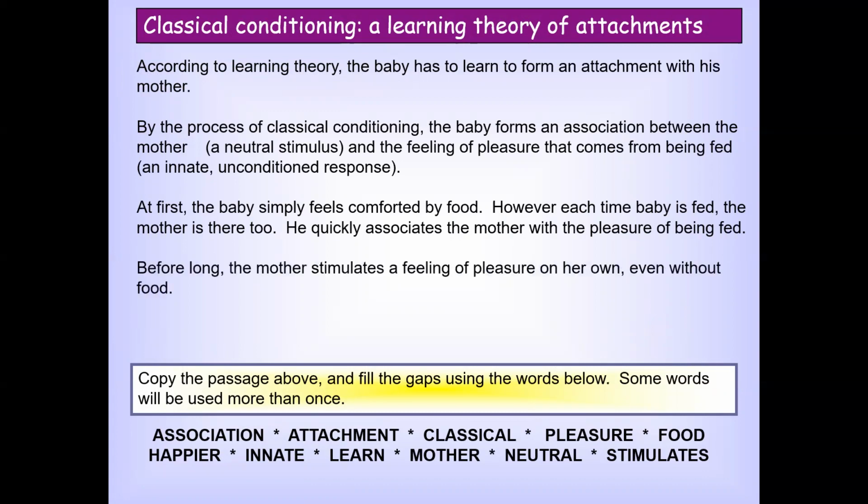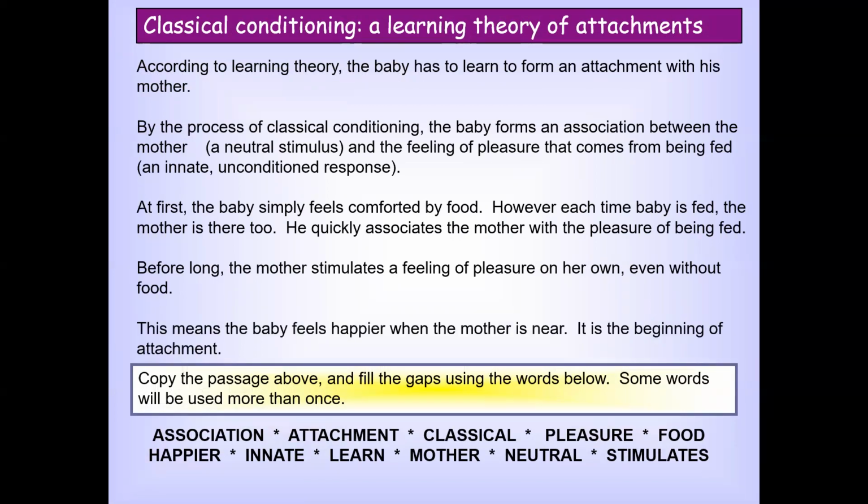Before long, the mother stimulates a feeling of pleasure on her own, even without the food. This means the baby feels happier when the mother is near, and it is the beginning of attachment. So the mother has gone from a neutral stimulus to a conditioned stimulus, and she generates a conditioned response of pleasure and happiness, and therefore that's the start of attachment. You have got it there. Well, thank you, my lovelies. That was an AO1 account of the behaviorist or learning theory's explanation of attachment.